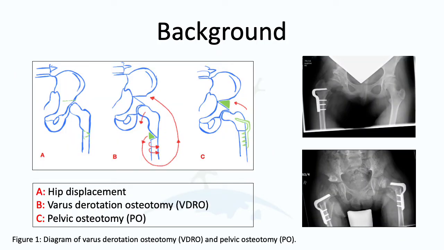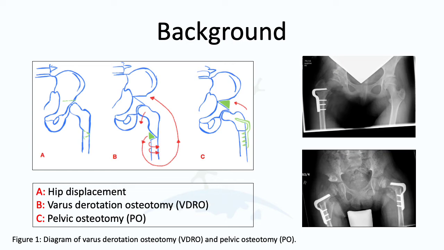For those of you who may be less familiar with the kinds of surgical procedures we're referring to, this diagram here in picture A presents hip displacement. Picture B describes a varus derotation osteotomy, or VDRO. This is when an osteotomy is performed in the proximal femur and a wedge of bone is removed. That allows the proximal portion of the femur to be tipped towards the acetabulum to be more congruent with the other side of the joint. The distal part of the femur is then rotated externally.